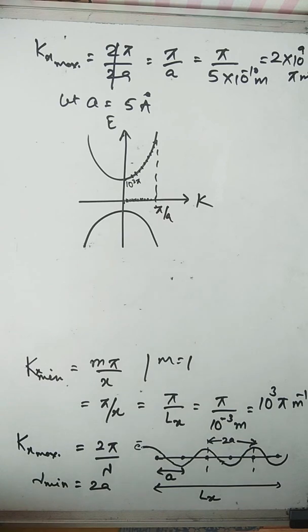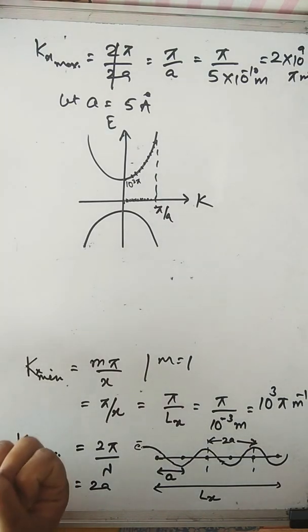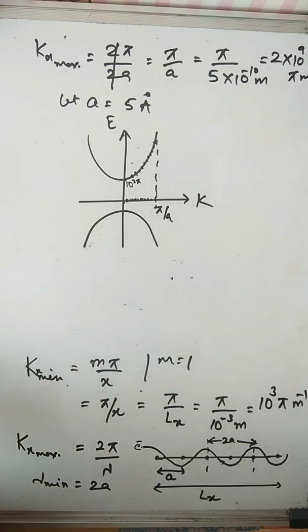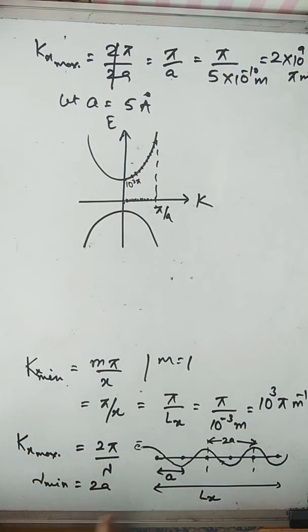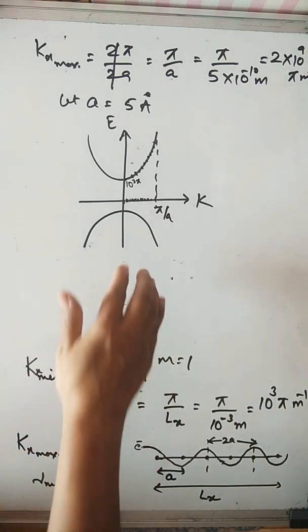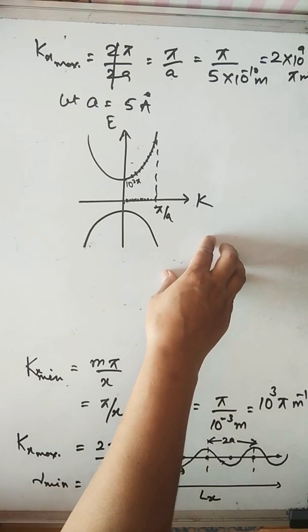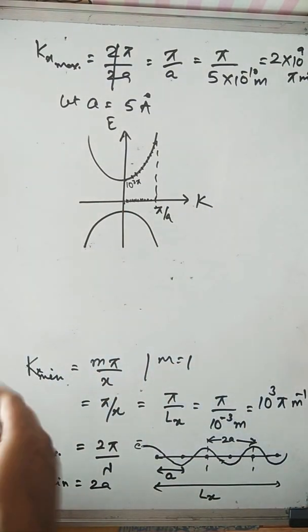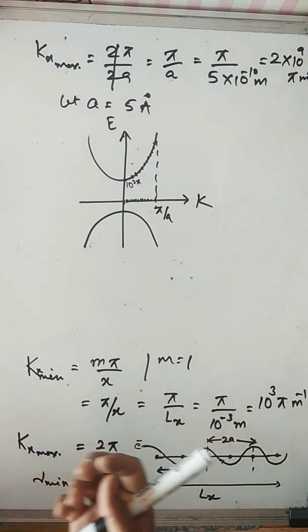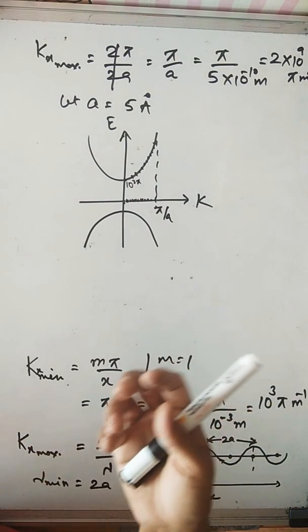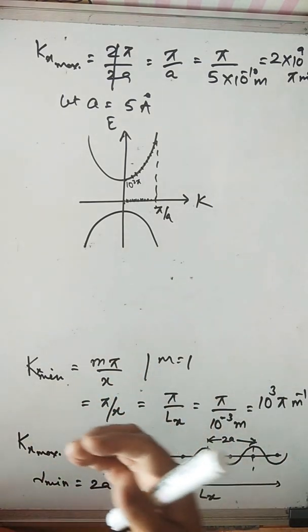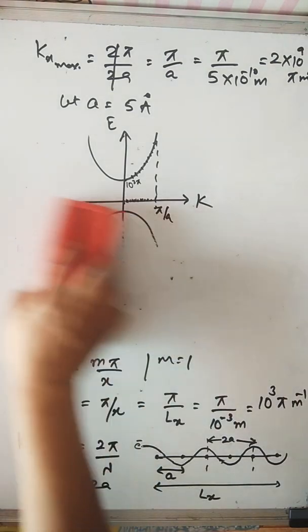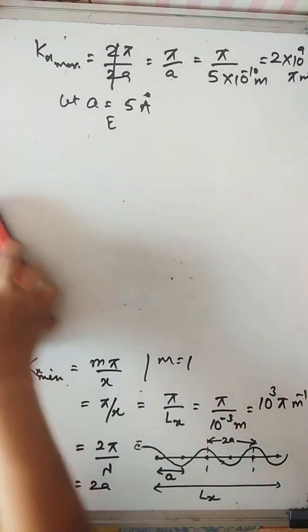So in a particular axis there are millions of allowed states in a particular direction. Similarly, in the y and z directions there are millions of allowed states. The maximum k value is on the order of 10 to the power 9, and the minimum is 10 to the power 3. So millions of kx values are permitted, and similarly millions of values on ky and kz also. So in all three directions, kx, ky and kz, each one can take a million values.